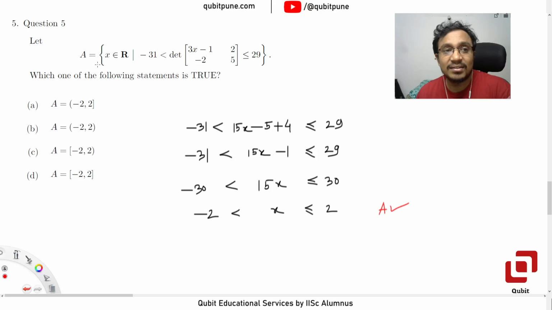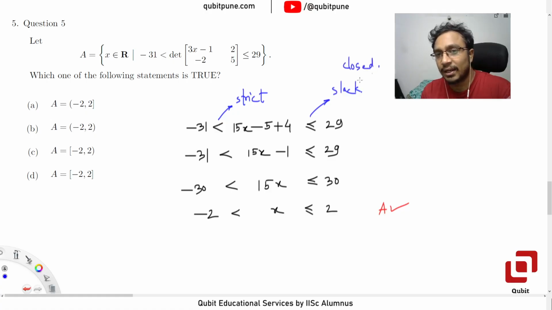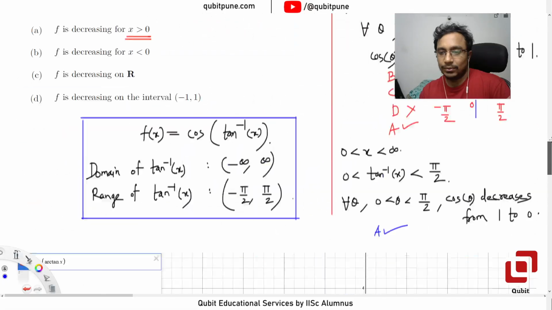Let A be the set of all real values such that -1 less than determinant of the matrix 3x minus 1, 2, minus 2, 5 less than or equal to 29. Do I need to explain this? No, sir. No, it was very straightforward. The only thing that you had to look after was this was a strict inequality and this was a slack inequality, which actually means that the interval here will be closed and the interval here would be open. That is what happened here. Okay. All right. Let's go to sixth question now.